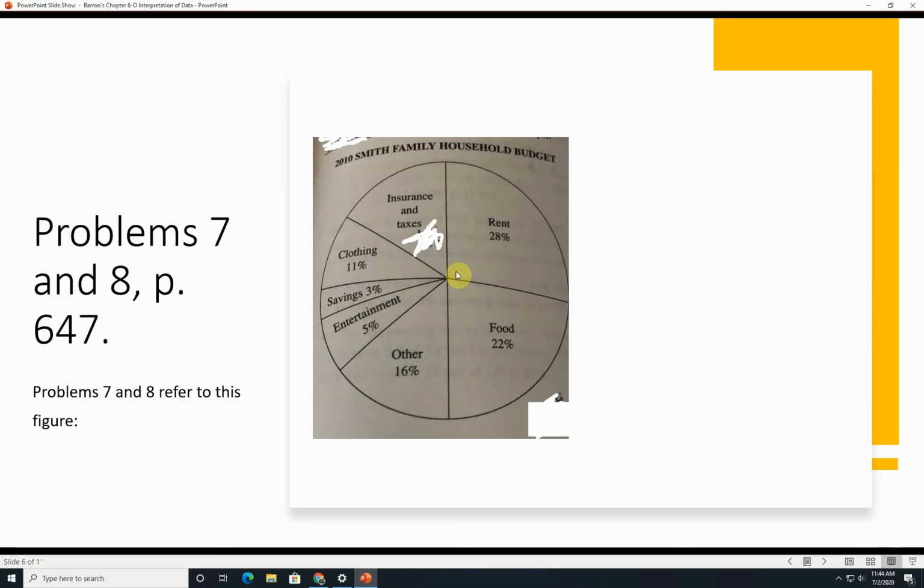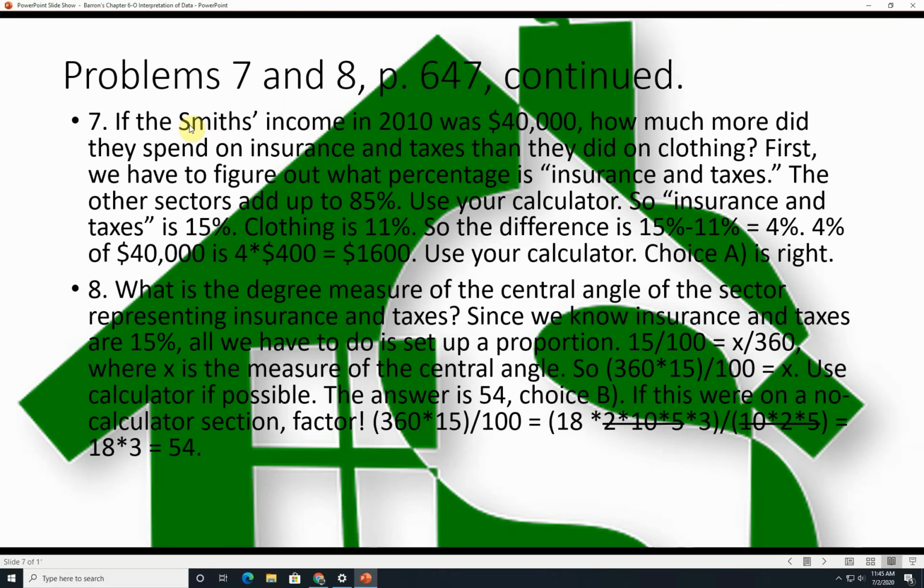Problems 7 and 8. I had to do a little paint action here because my copy of the SAT book I have already written in, so I wanted to take out my notes. So problems 7 and 8, page 647, refer to this figure here. Insurance and taxes, they do not give that to you. And this is the 2010 Smith family household budget. Wonder if they're trying to keep up with the Joneses. Ha ha ha. Very old joke. Anyway. So problems 7 and 8, page 647 continued.